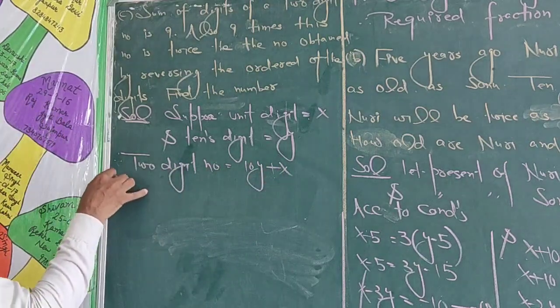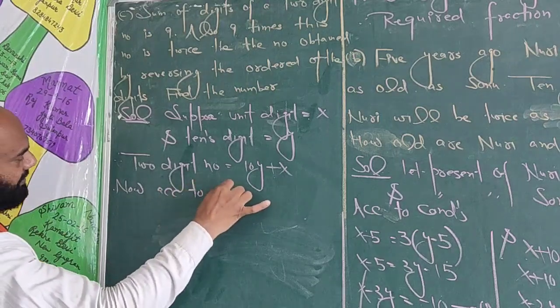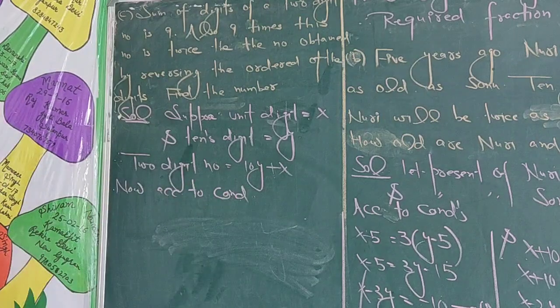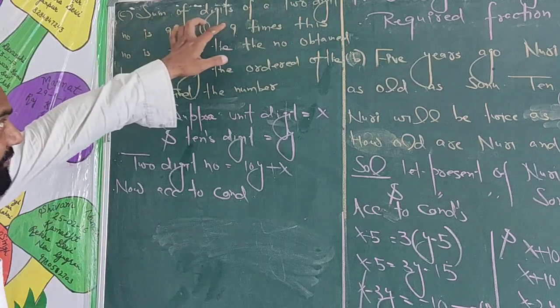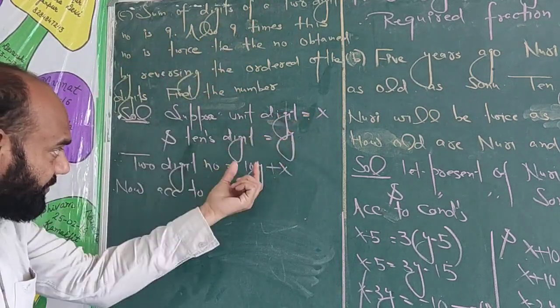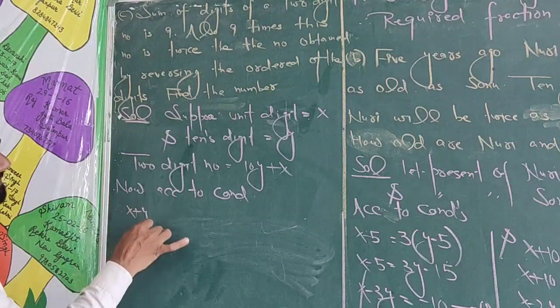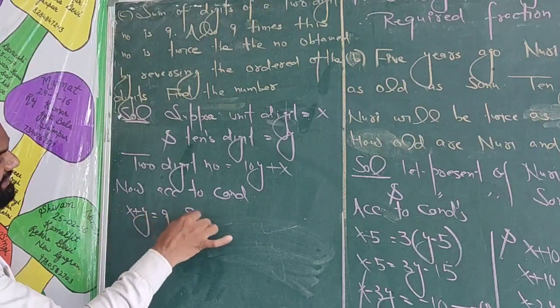Now according to conditions. The first condition is the sum of digits of the two-digit number is 9, and these are the digits of this two-digit number. Therefore, x plus y is equal to 9. This is the first condition.